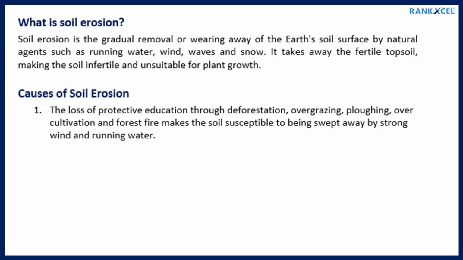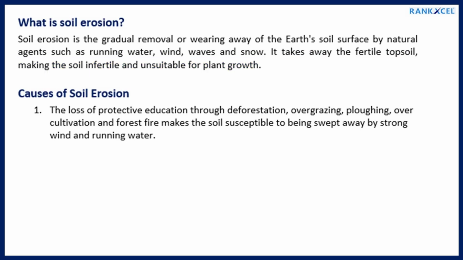What is soil erosion? Soil erosion is the gradual removal or wearing away of the Earth's soil surface by natural agents such as running water, wind, waves and snow. It takes away the fertile topsoil, making the soil infertile and unsuitable for plant growth.